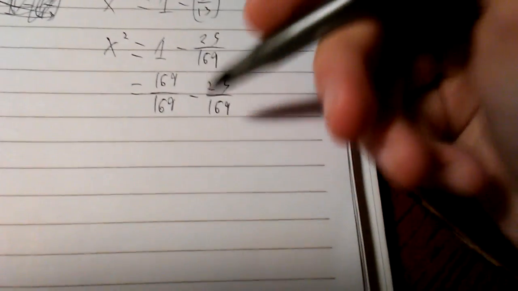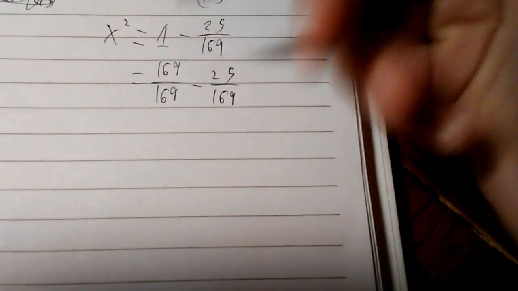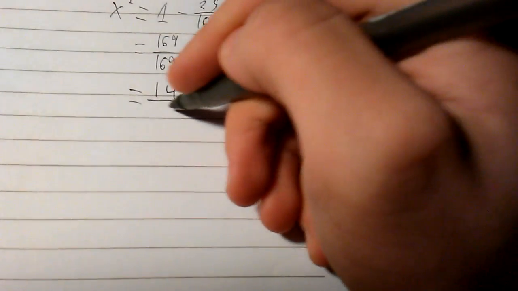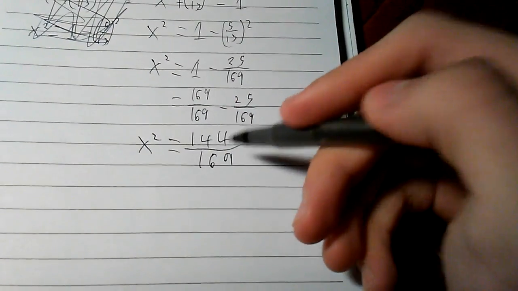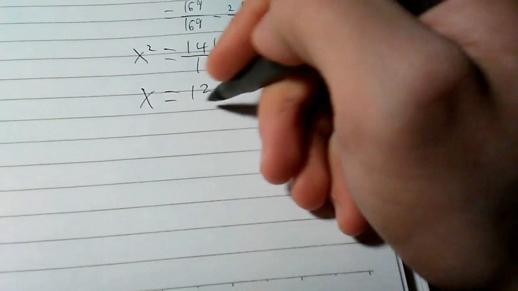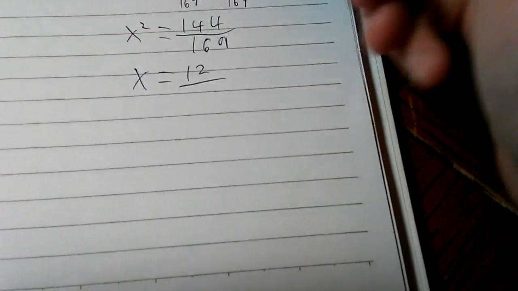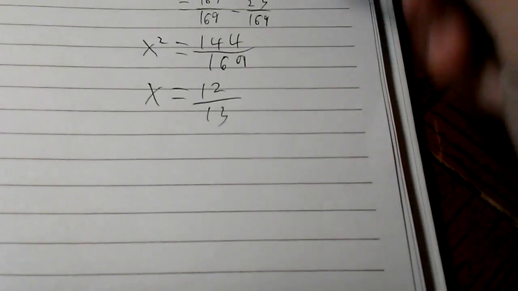You don't have to worry about the bottom, you just subtract across the top since our denominators are the same. 169 minus 25 is 144. So x squared equals 144 over 169. Now we can find the square root of these two things. The square root of 144 is 12, and the square root of 169 we just found is 13. So x equals 12 over 13, and now we've done half the problem.